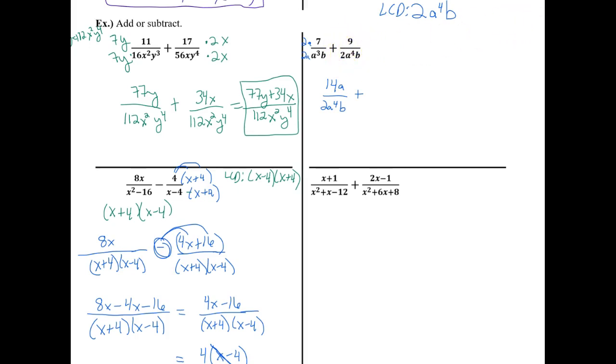If it makes you feel more comfortable, you could multiply by 1. But I still have 9 over 2a to the 4th b. I combine them into a single fraction. 14a plus 9 is still 14a plus 9, since they are not like terms, over 2a to the 4th b. I look to see if there's anything I can factor out. The top here, numerator, does not have a GCF, and it's 2 terms, not perfect squares. Looks like this is as far as I can go.